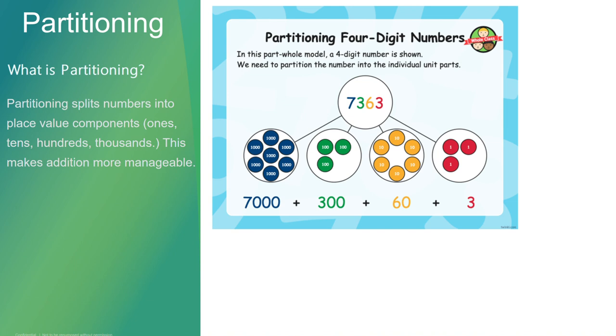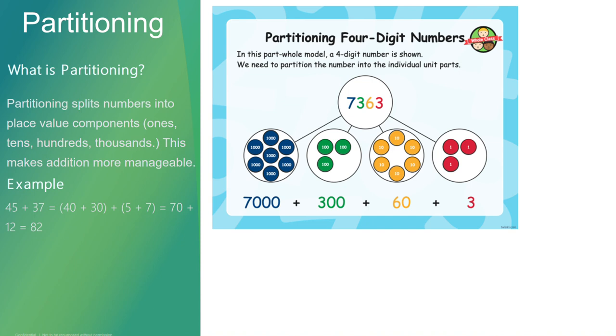Partitioning is a mathematical strategy that helps children in Key Stage 2 break down numbers into smaller, more manageable parts to solve problems, especially in addition, subtraction, multiplication, and division. It's a way of simplifying problems by breaking down numbers into their place value components, such as tens, ones, hundreds, thousands, and so on. Partitioning involves splitting a number into parts based on place value. For example, the number 45 can be partitioned into 40 and 5. This helps children understand how numbers are made up and makes calculations easier.